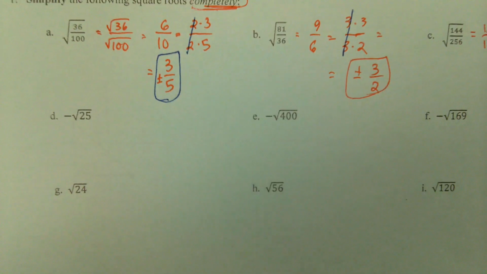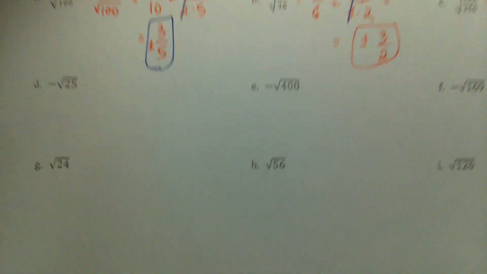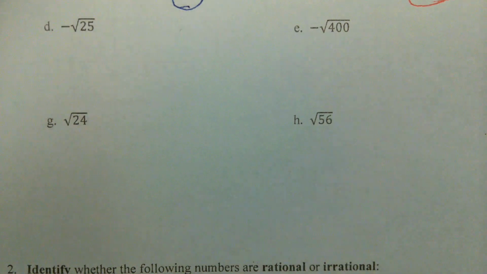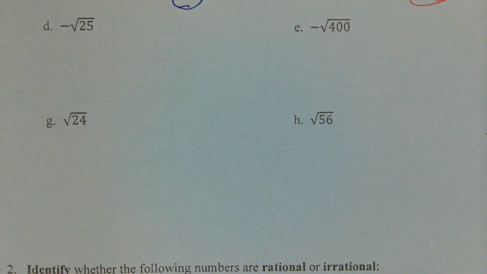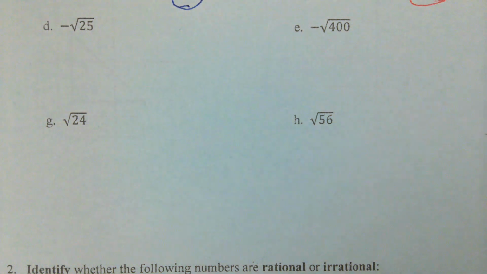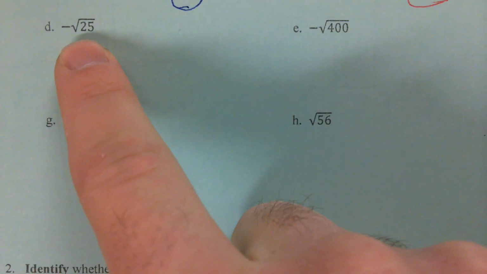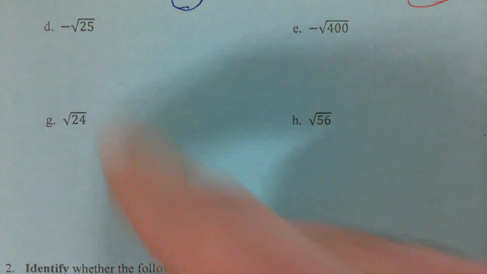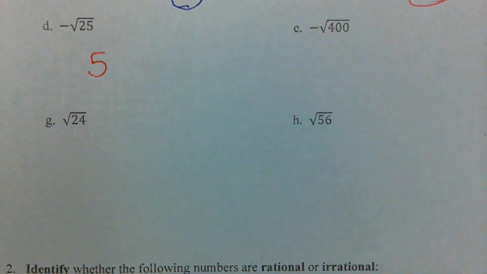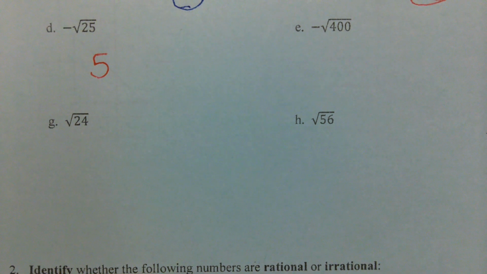If we look down to D, what type of number is 25 in number D? Negative. Sure, there's a negative sign. What type of number is 25 though? Perfect square. 25 is a perfect square. What is the root of 25? 5. Now, do I want to have a plus or minus here? No. What do I want to have in front?